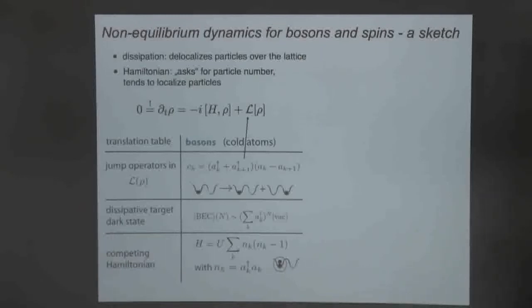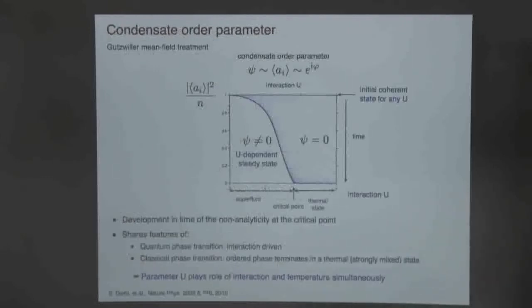Then this is a Hamiltonian that competes with this tendency of the dissipation to wash out particles over the lattice, as it asks kind of locally how many particles are sitting on a certain lattice site. And what has then been analyzed in theoretical work is that indeed in a mean field Gutzwiller treatment for the density matrix, there is a phase transition from a phase where for dominant dissipative tendencies the system is driven to a steady state which exhibits superfluid behavior, whereas if the interaction strength overcomes a critical value, then the system ends up in a thermal state.